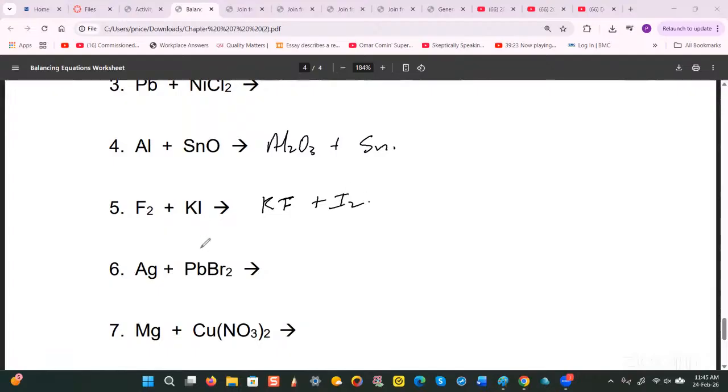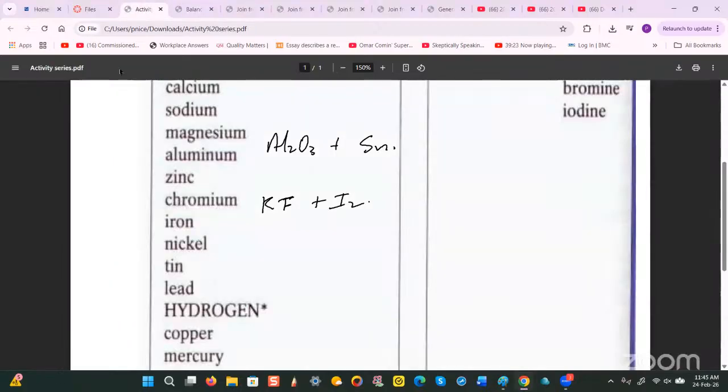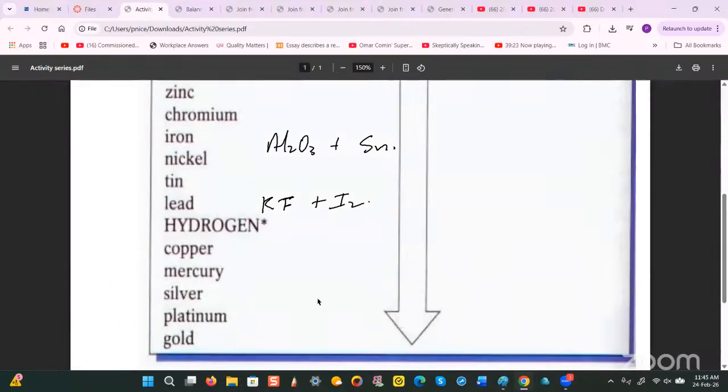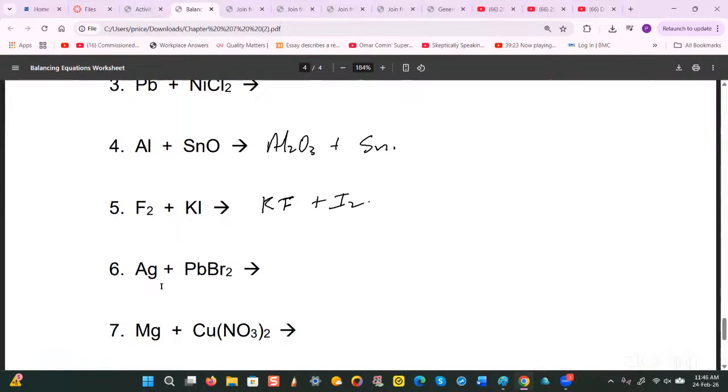All right. Okay, the next one, silver and lead 2 bromide. So let me go to the table. Where's silver? Okay. Silver and lead. So that means that lead is more active than silver. So if lead is more active than silver, will this reaction take place? Nope. So I'm going to put NR here.